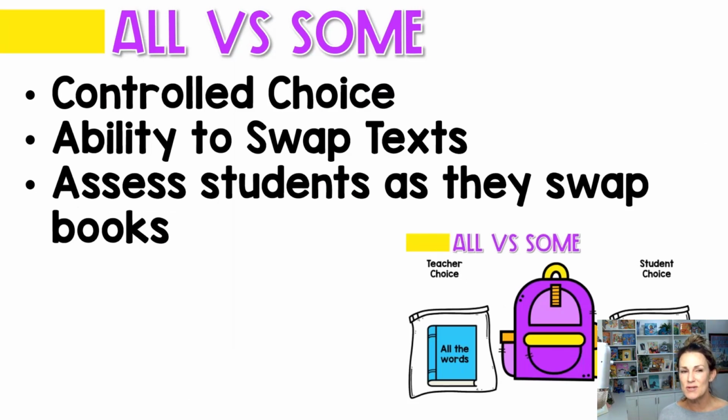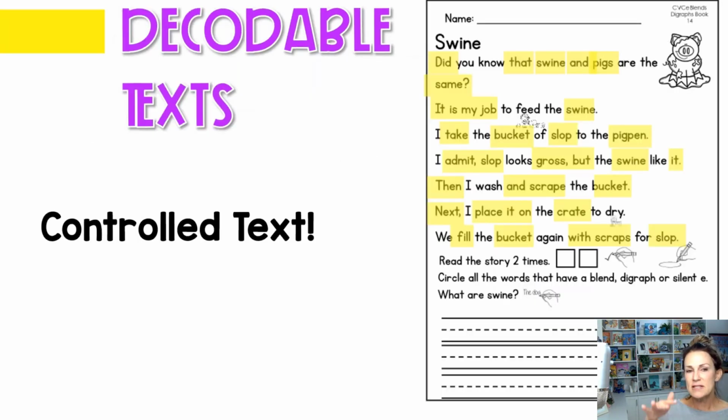And then we're going to assess students as they swap books. So we're going to be taking notice of what books they are interested in, what kind of books they're grabbing, and then we can help find books that are going to fall in the decodable range that matches their interests. So let's take a look at what controlled text means.